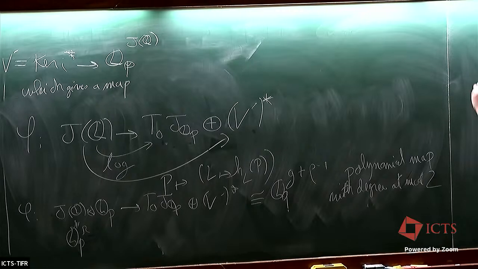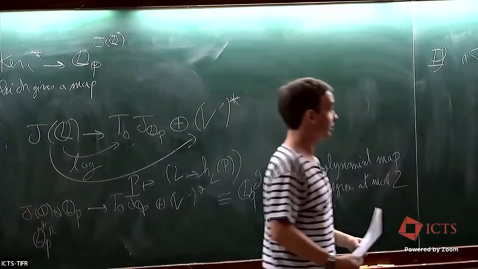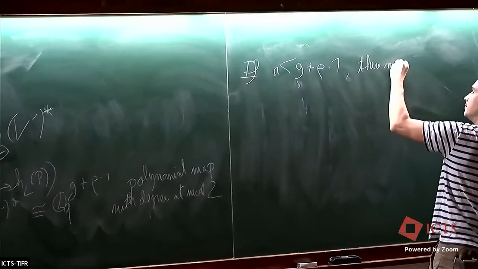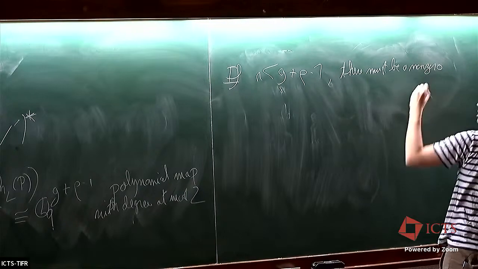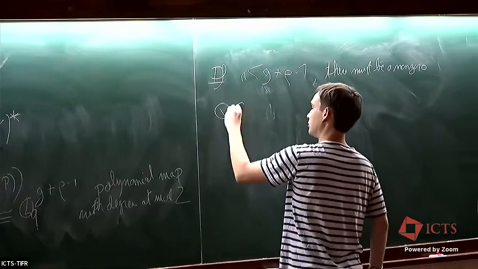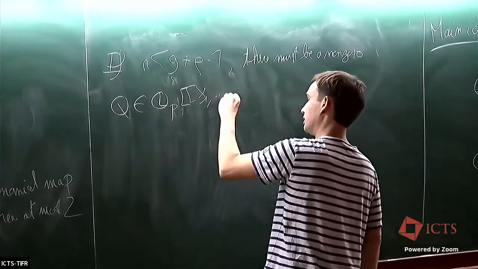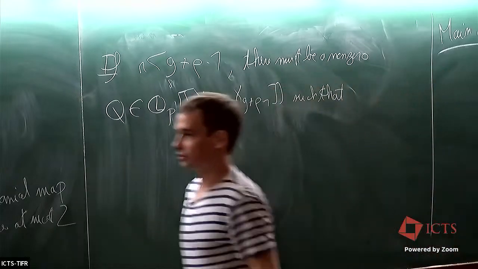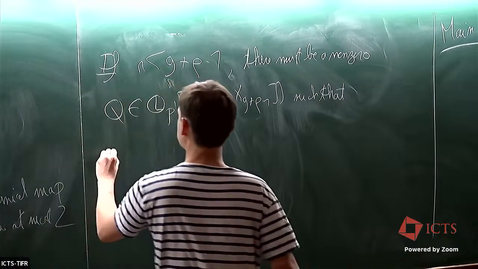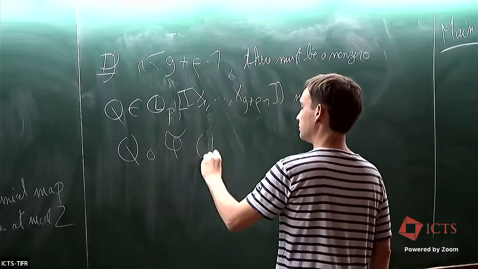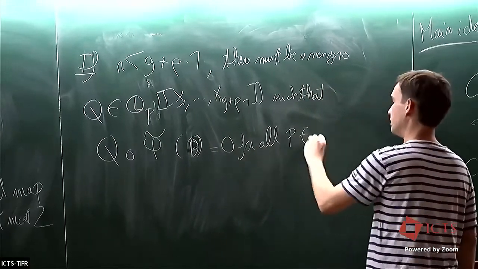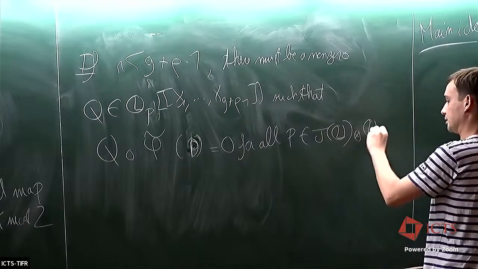And now, what happens with the hypothesis? Well, if r is less than g plus rho minus 1, this is larger than this, and we have a polynomial map, so it cannot be Zariski dense in the affine space. There must be a non-zero polynomial Q in Q_p with g plus rho minus 1 variables, such that, I should call it phi tilde to make the difference clear, Q composed with phi tilde of E equals 0 for all E in J of Q, in particular for J of Q and for Q.